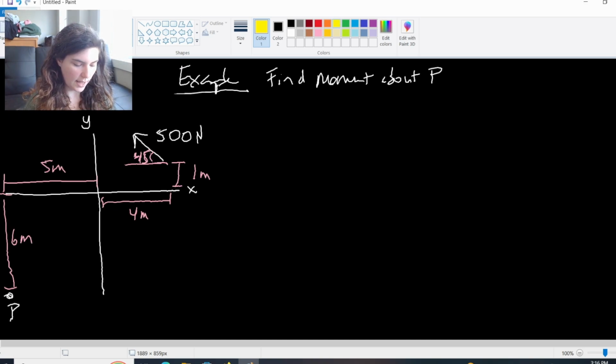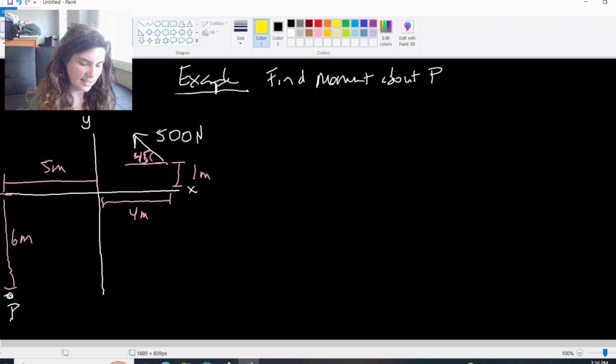In this example, we have this 500 Newton force kind of floating off in space, and we want to find the moment about P. So remember, there are two ways we can go about this scalar analysis: we can find the perpendicular distance D and do F times D, or we can break it into its X and Y components and multiply those together. So let's talk about just how we would do the FD first.